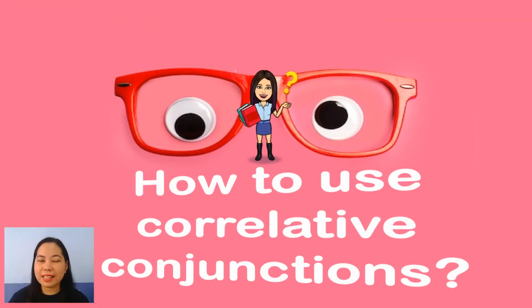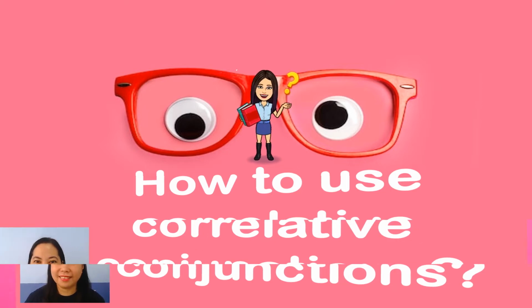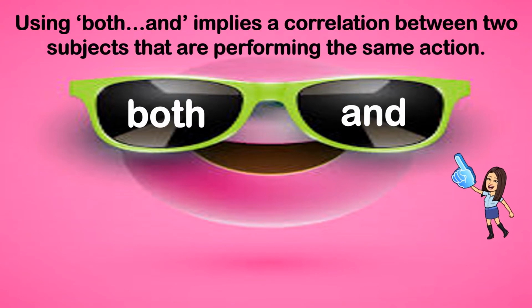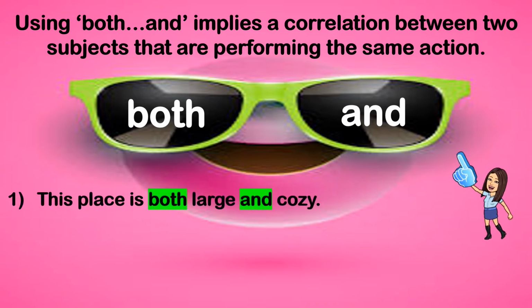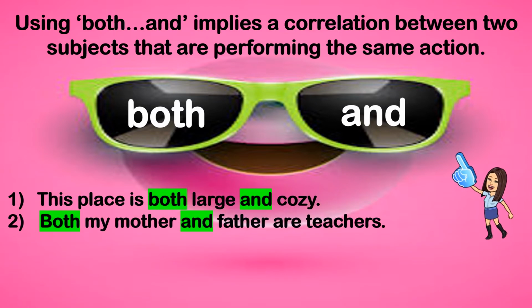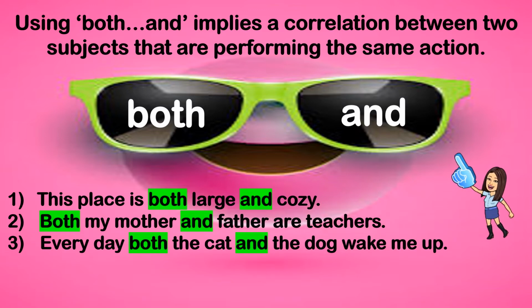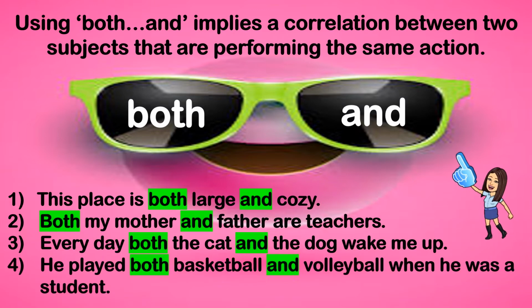How to use correlative conjunctions? Both and. Using both and implies a correlation between two subjects that are performing the same action. Examples: This place is both large and cozy. Both my mother and father are teachers. Every day, both the cat and the dog wake me up. He played both basketball and volleyball when he was a student.